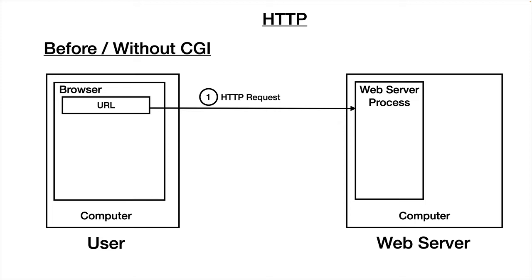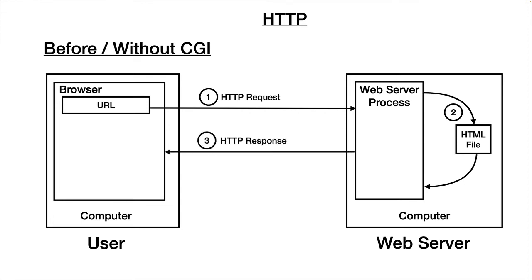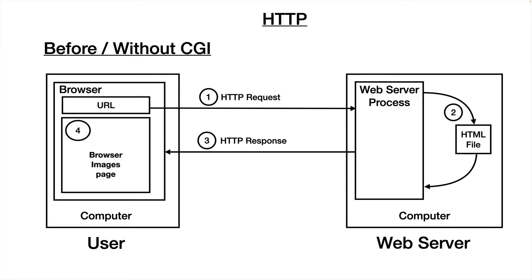But without CGI, we're looking up the contents of a file. So the second step is the web server actually locating and reading the HTML file. And then what it will do, it will wrap some information around that HTML file, and it will send back what's called an HTTP response. That response is read by the web browser, and then the web browser actually images or creates the page that the user sees. So that's the process without CGI.